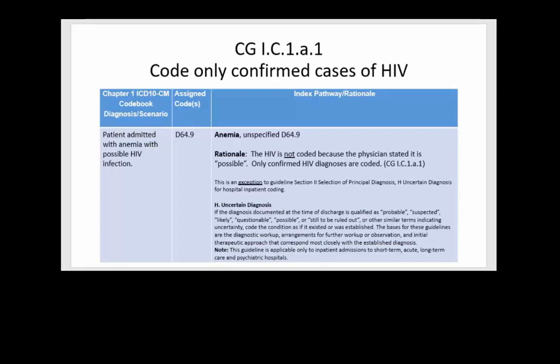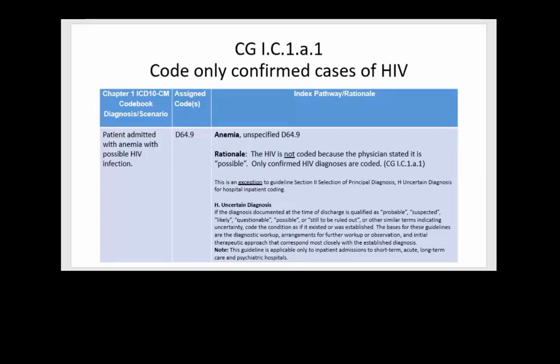So just remember, for an inpatient hospitalization, when you're using the terms possible, probable, suspected, in most cases, you would code that condition as though it existed. There are certain exceptions. HIV is an exception. Later on in this podcast, we'll hear about Zika. The Zika virus infection is an exception.